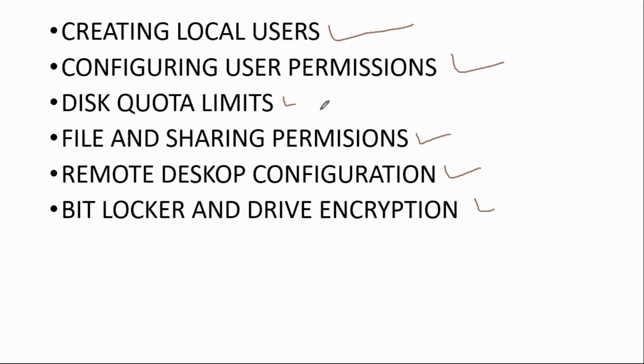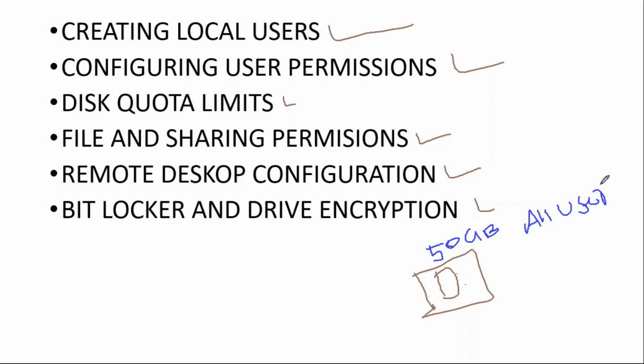First thing is disk quota. So what is disk quota? Quota is important for users, especially when you have a drive with, say for example, I have a D drive. It is about some 50 GB of storage, and by default, all users can access this 50 GB of storage. Right? All users can access this 50 GB for everyone.